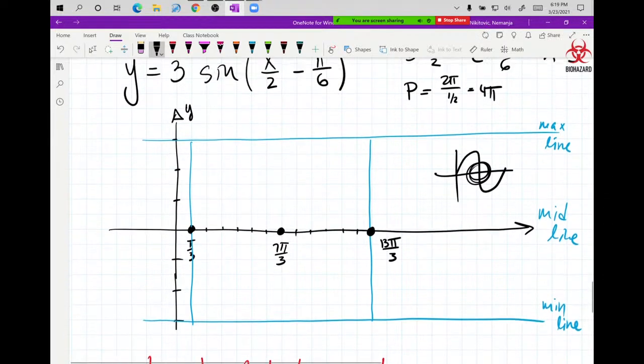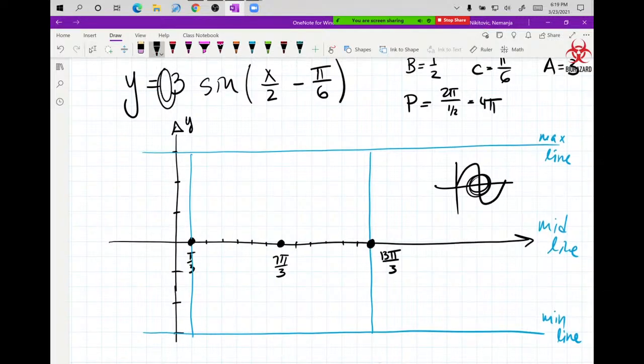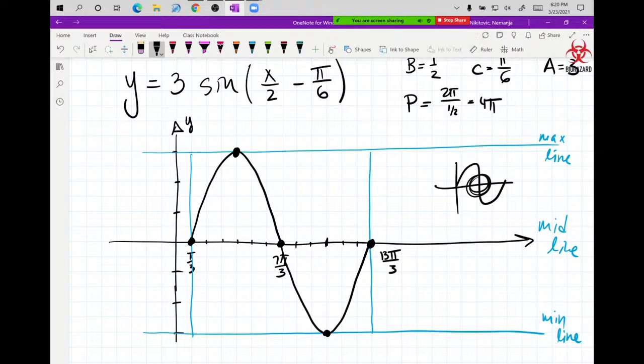Now, this is a good time to check if you have a minus sign, because that flips, remember? We don't have the minus sign. So where is the middle? The middle is right there. So this is the middle. And the middle is right here. There we go. So we go up, we go down, we go down, we go up, and there's the sine.